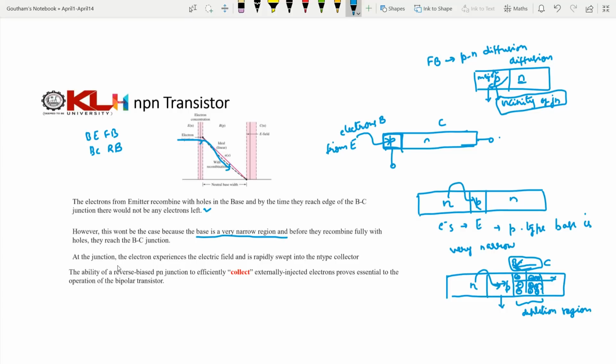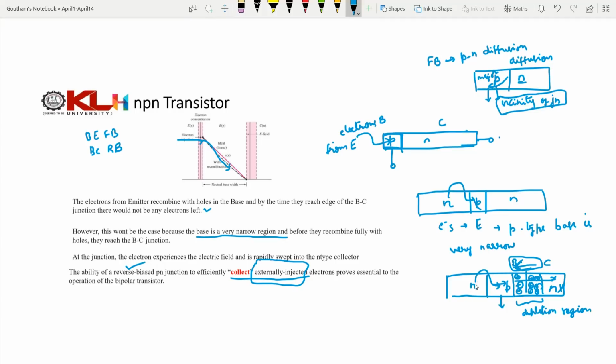From the textbook: the ability of a reverse biased PN junction to effectively collect externally injected electrons. See how beautiful the language is in this textbook. What is happening in the collector? Even though it is a reverse biased junction, it is efficiently collecting externally injected electrons. The current conducting in the PN junction is not due to the electrons in this n-type region. No. What does this line say? The ability of a reverse biased PN junction to efficiently collect externally injected electrons.